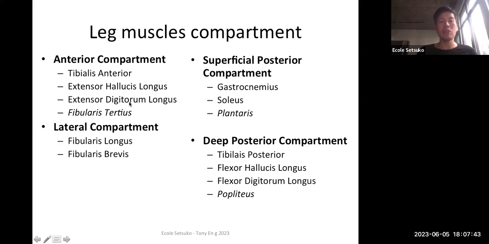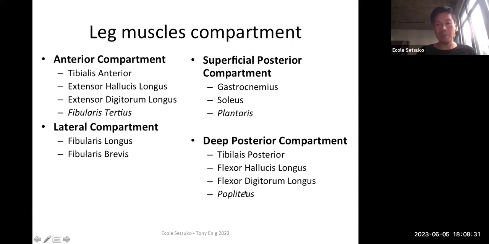So remember, all these are the superficial ones of the anterior part. And then the lateral compartment, you have the longus, and the brevis is underneath the longus. And then you have the superficial posterior compartment. You have the gastrocnemius, underneath is the soleus, and then the plantaris. We didn't look at that, but that's part of the superficial posterior compartment. And then you have the deep ones. We have the tibialis posterior, flexor hallucis longus, flexor digitorum longus. So these are all in the same layer, right? So you have the gastrocnemius, the soleus, and then you have these three muscles on the same layer.